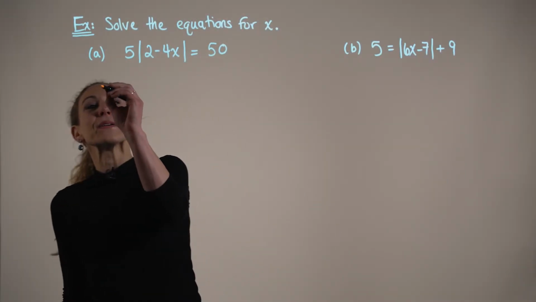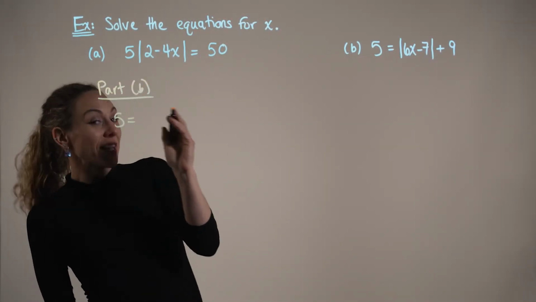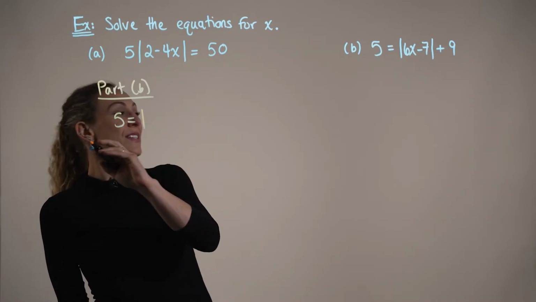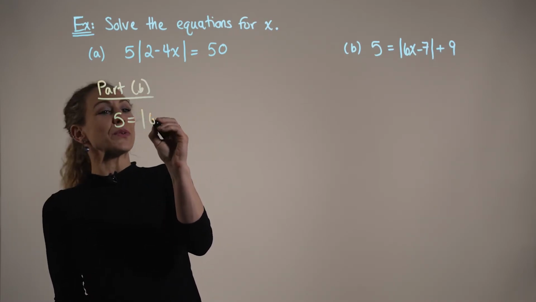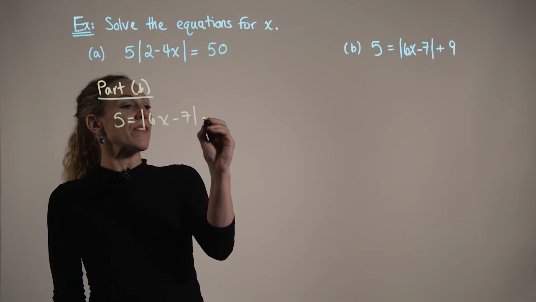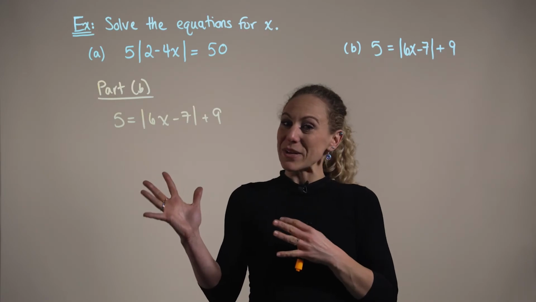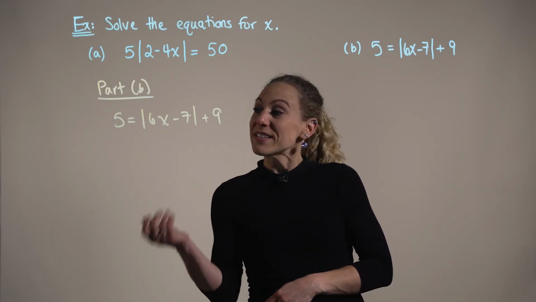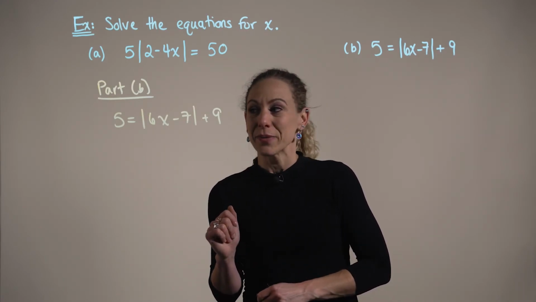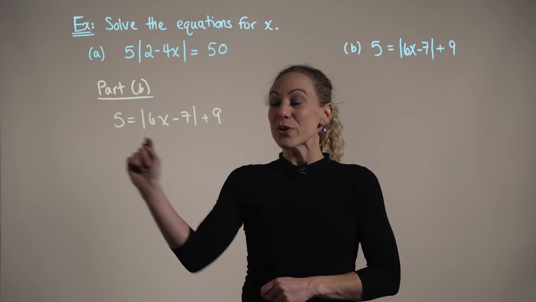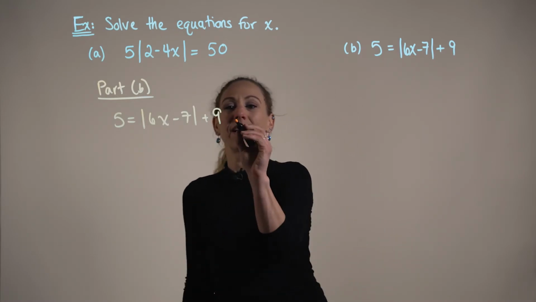Now, in part B, again, we're being asked to solve for x, but here we have 5 is equal to the absolute value of 6x minus 7 plus 9. Now, again, the first thing that we need to do here in order to solve is to isolate the absolute value. And we can do this by subtracting 9 from both sides.